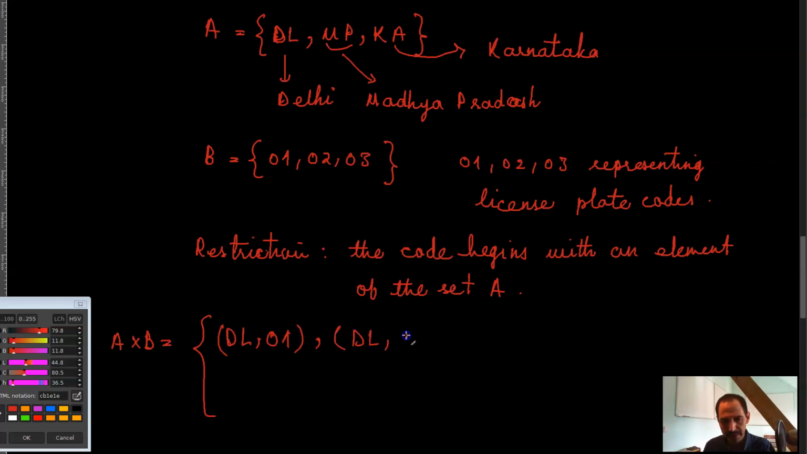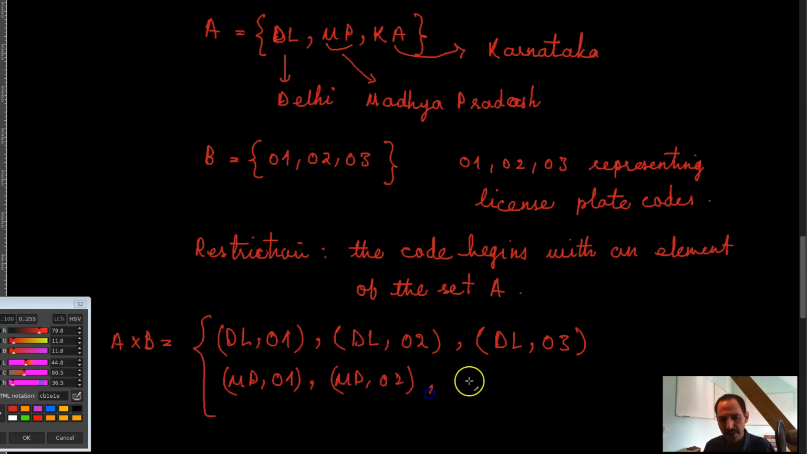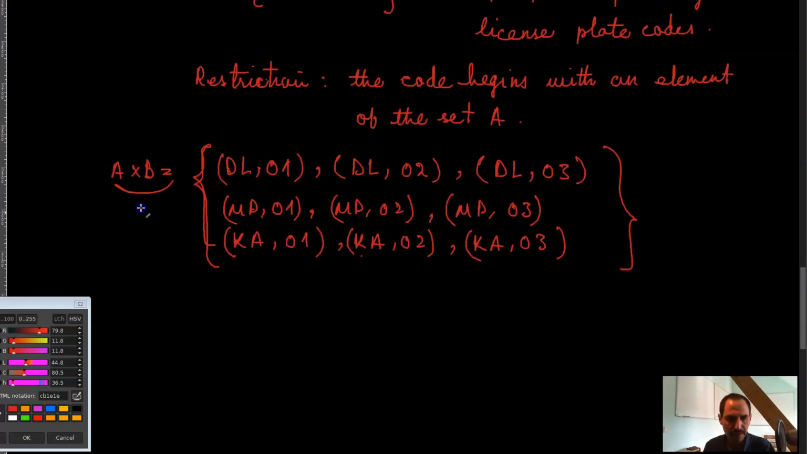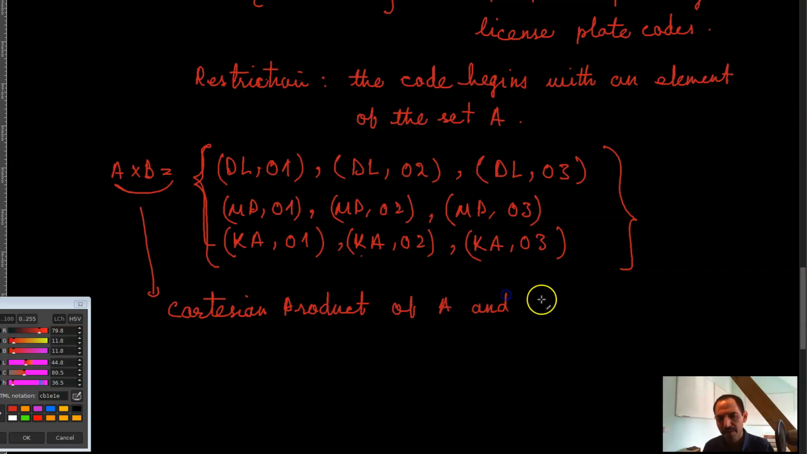The Cartesian product of the sets A and B would be, for example, DL, 01. You would have DL, 02, DL, 03. You would have MP, 01, MP, 02, and MP, 03. Then you would have KA, 01, KA, 02, and KA, 03, right? And this set you could simply call the Cartesian product of the sets A and B.